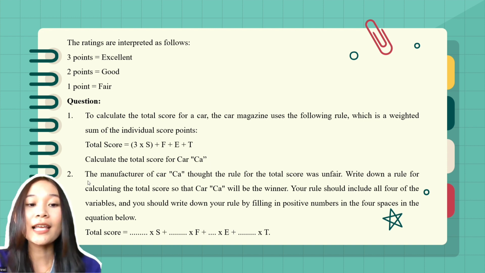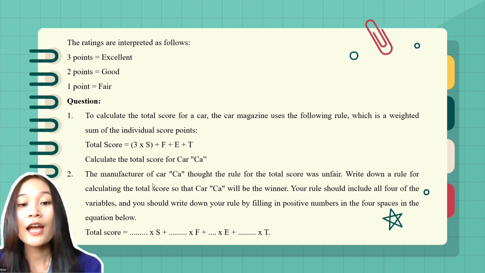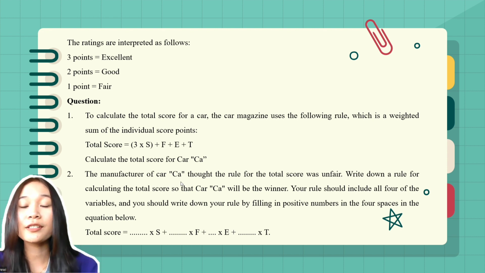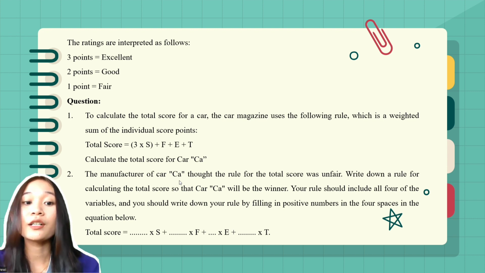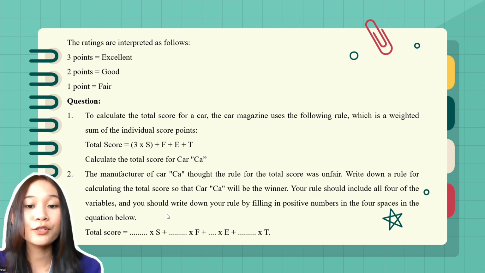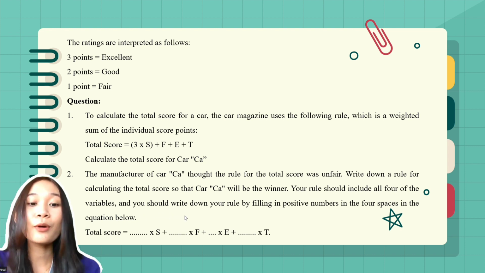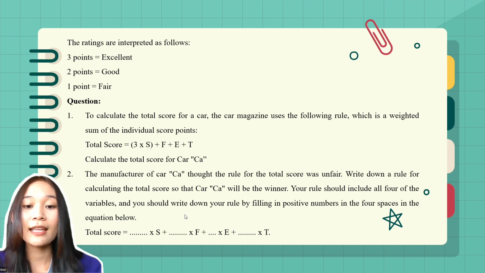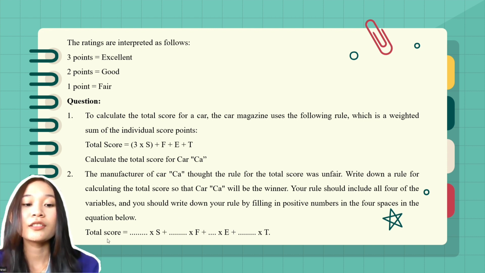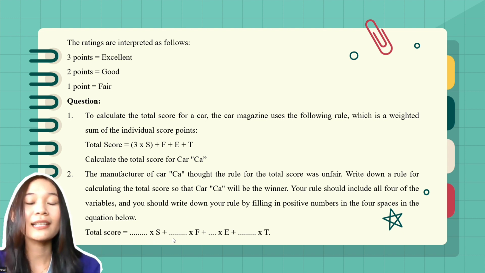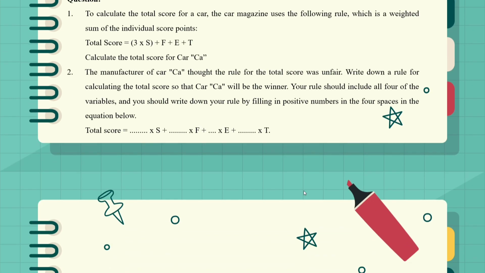The next question: the manufacturers of car CA thought the rule for the total scores was unfair. Write down a rule for calculating the total score so that car CA will be the winner. Your rule should include all 4 of the variables, and you should write down your rule by filling in positive numbers in the 4 spaces in the equation below. The formula is: total score equals blank times S plus blank times F plus blank times E plus blank times T.